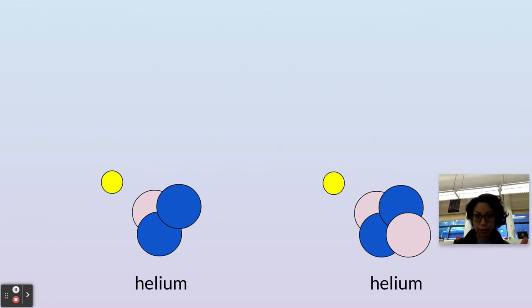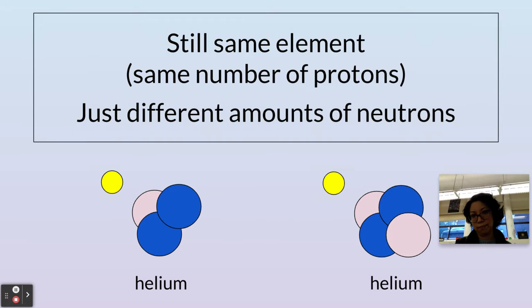All right, here is another example of helium. So here, protons are blue. So this helium atom has 2 protons, and this one has 2 protons, but this one has another neutron. So again, still the same element, just different amounts of neutrons.